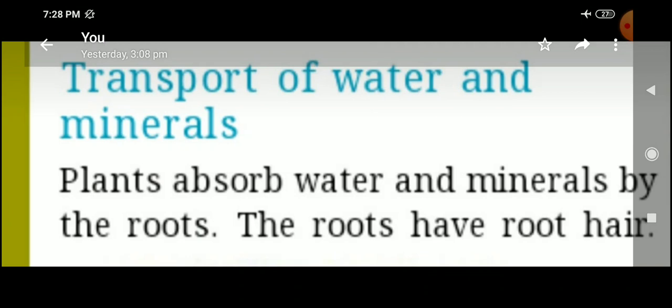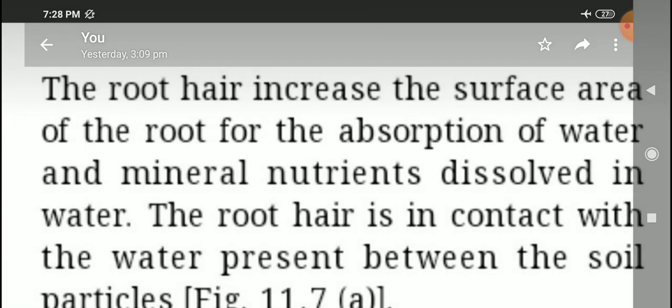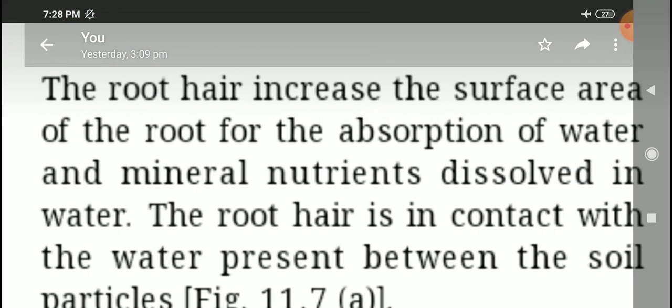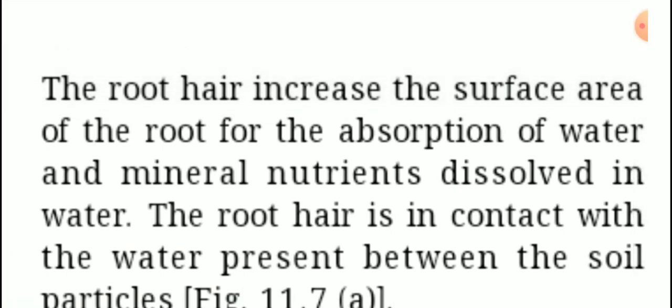Are you clear? The roots have root hair. Underline the word. The roots contain root hair. The root hair increases the surface area of the root for the absorption of water and minerals, nutrients dissolved in water. The root hair, underline the word, students.